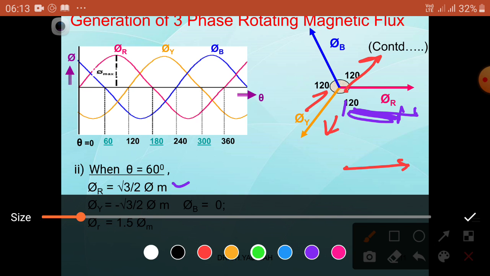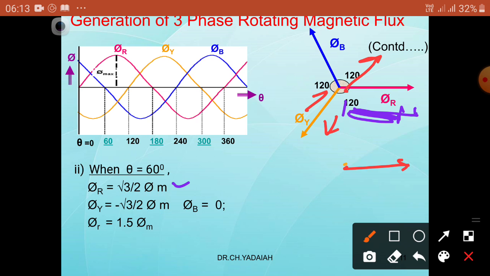Okay, green color we can take, yellow color we can take. So you take it, and yellow color we can take in this direction. Okay. So here, coming to the B phase, B phase is equal to 0. So what is the B phase? This direction. Now the magnitude is 0. Now these are the two fluxes that exist at that instant.